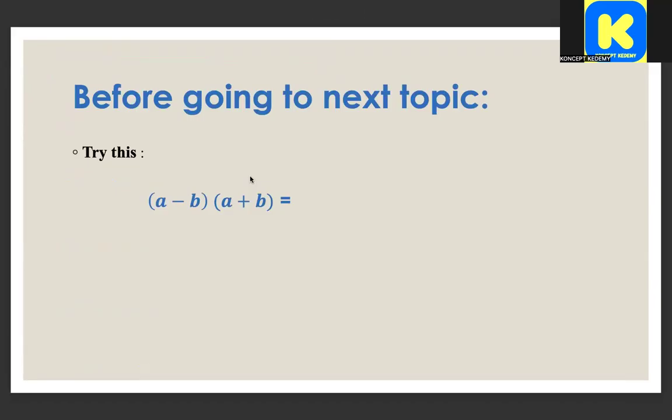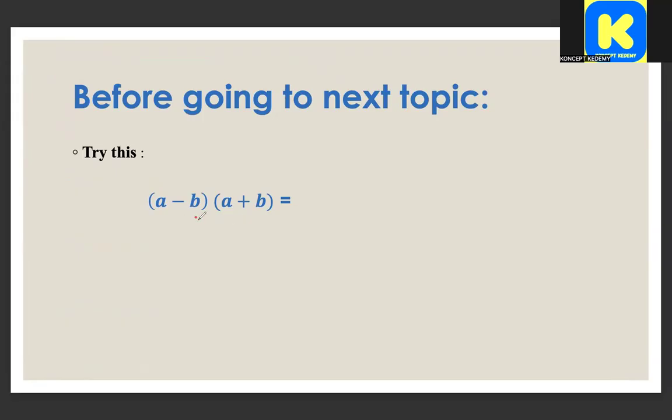Okay, so here is the bonus question. Before going to the next topic, we need to try a minus b into a plus b. Up to now, we were multiplying two factors which mostly had the same sign. But now we have different signs inside the brackets. So let's see how we can do this.